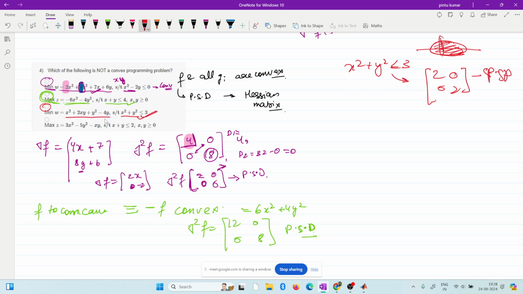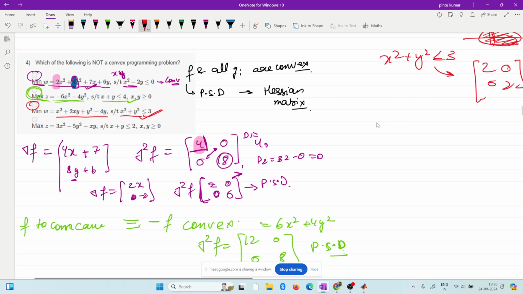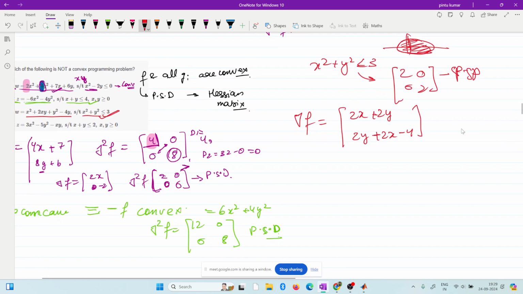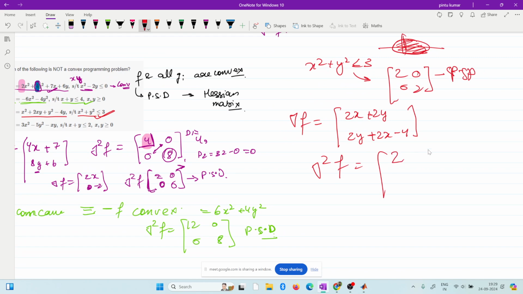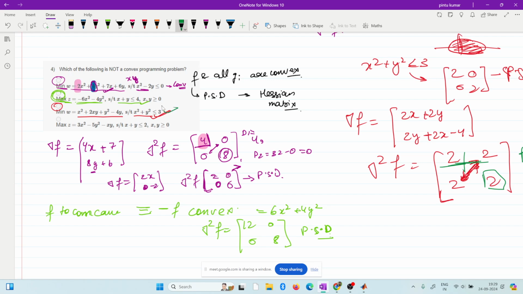Now if you look at f, let's try to explicitly calculate for this particular part. The gradient of f, first term, is 2x plus 2y, and the second term would be 2y plus 2x minus 4, right? So the Hessian is 2, 2, 2, and 2. Again, it's just double, and whatever coefficient you had in the xy term, that comes over here on the off diagonal. Looking at the principal minors, 2 is positive, and if you take the determinant, this is 0. So this is also positive semi-definite, and hence this is also a convex programming problem.